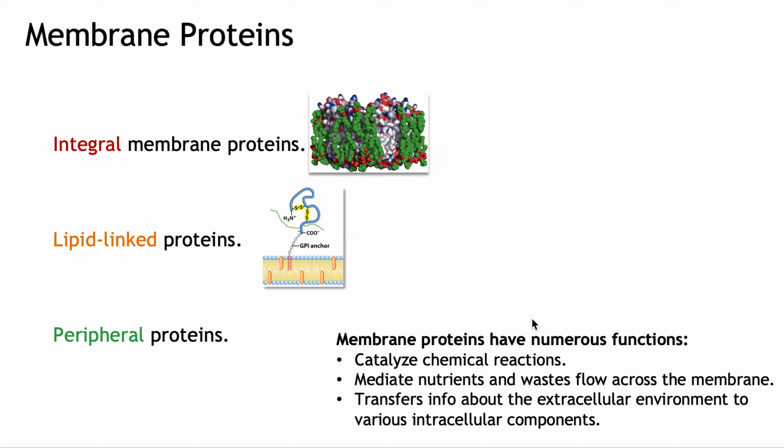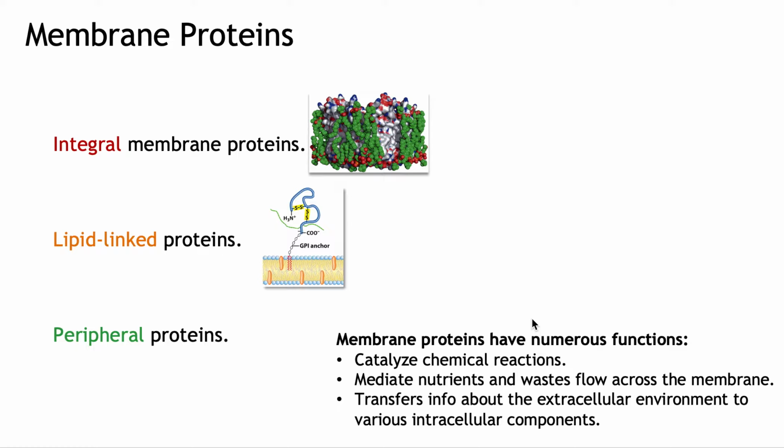Alrighty, hello everyone. As we continue our discussion on lipids and biological membranes, we're going to take a look specifically at membrane proteins. There are three different types that we'll consider: integral membrane proteins, lipid-linked proteins, and peripheral proteins. Each of these three types really differs in the nature by which they associate with the membrane. Integral membrane proteins tend to be tightly associated with the membrane via hydrophobic interactions.